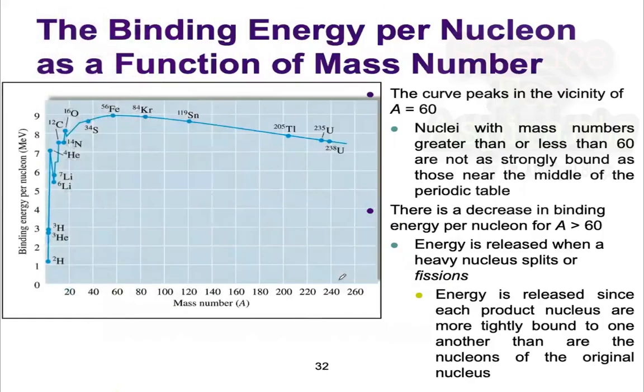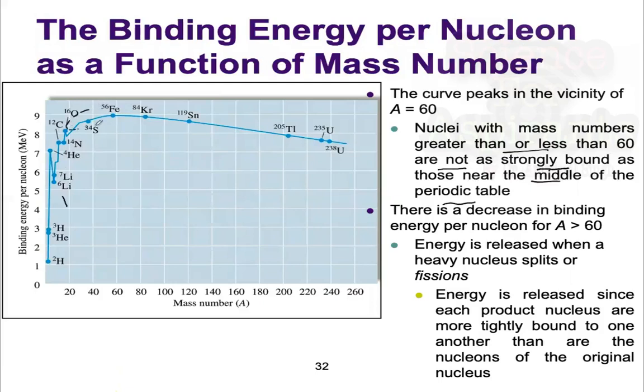So what is the difference between binding energy and binding energy per nucleon? If you look at this curve, it shows that the value of binding energy increases as we increase the atomic number. For very light nuclei, the binding energy per nucleon is very, very less, and as we increase the value, it starts to increase. The nuclei with mass number greater than 60 are not as strongly bound as they are in the middle of the periodic table.